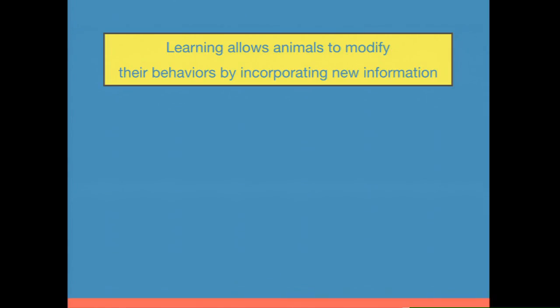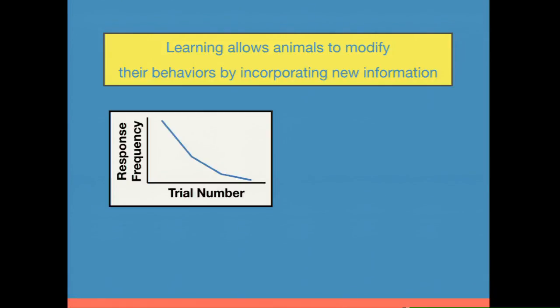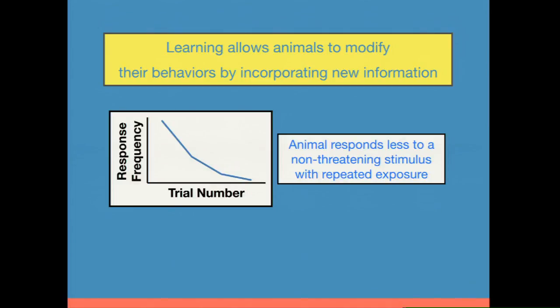So my work focuses on learning. Learning is something that I'm guessing you guys are all pretty passionate about, and that's why you're still here at 9 o'clock. For the purposes of this talk, I'm going to define learning as the process that allows animals to modify their behaviors by incorporating new information. And I'm going to be talking about one specific example of learning called habituation. So habituation is the process by which animals respond less to a non-threatening stimulus with repeated exposure.